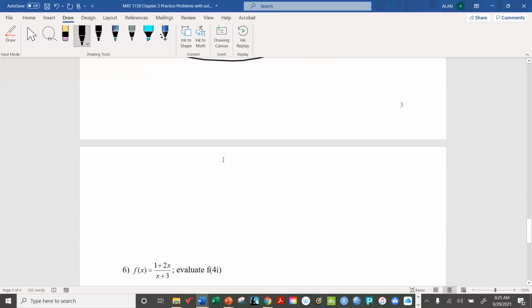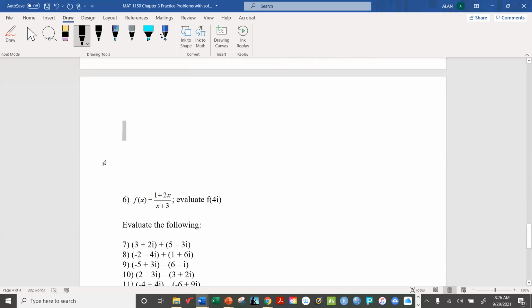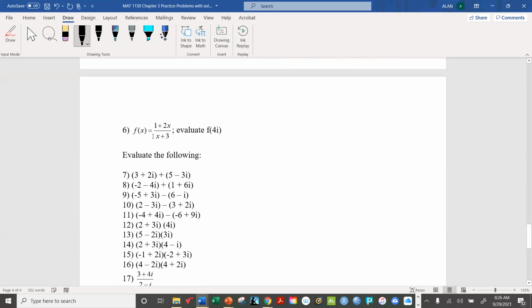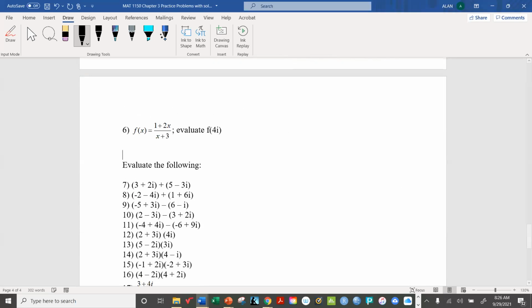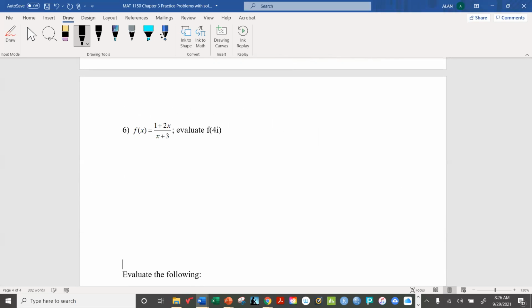Now the next one is basically the same thing, slightly different numbers. Okay, so let's get that one done. Now remember, at some point, we're probably going to need the complex conjugate. Oh, wait a minute. Okay, so let's plug in everything.